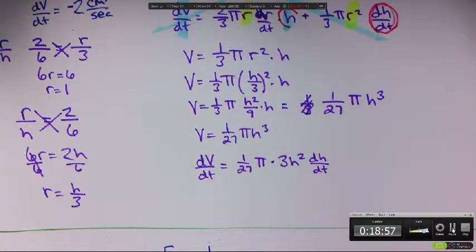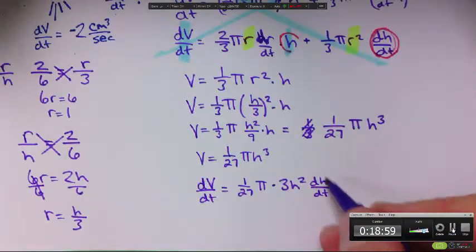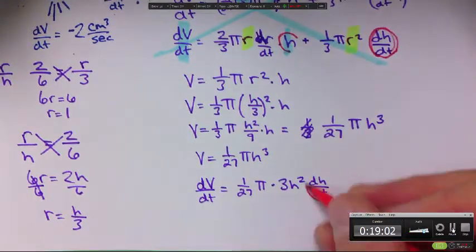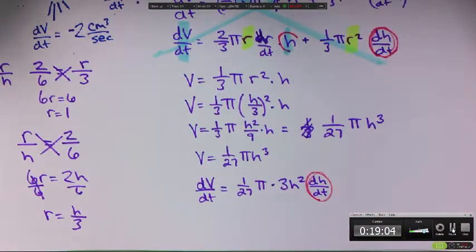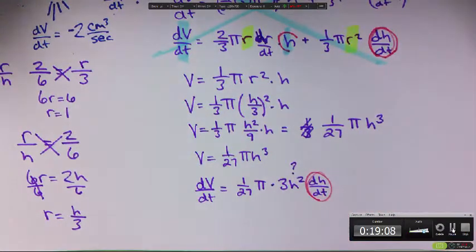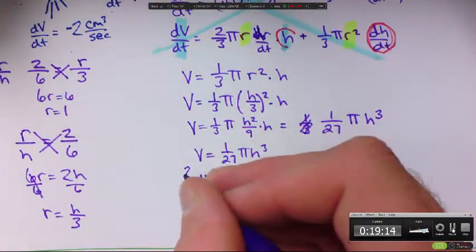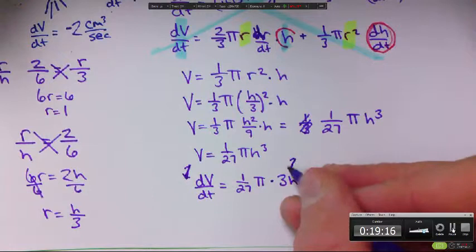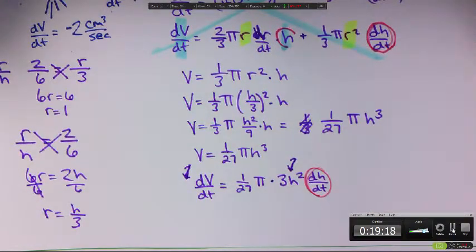And if you look, it's asking us to find dh/dt, so this is what we're solving for. In order to solve for this, we've got to know the height, which we do. And we also need to know the rate of the volume, which we do. So we have everything in the formula besides dh/dt, so now we can finish this problem.